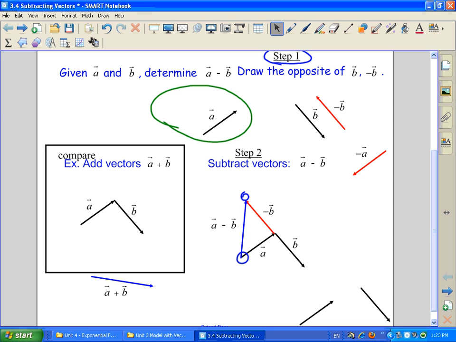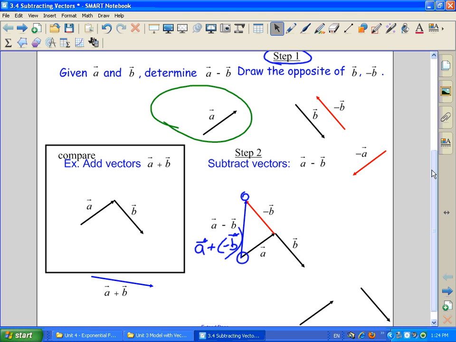There. So step 1, folks, is to draw the opposite of the second vector. Step 2 is to then form the resultant. As soon as you change the direction, you're really adding the opposite. So in this case, I'm really going A plus -B. Just remember your signs: a positive times a negative will give you a negative.